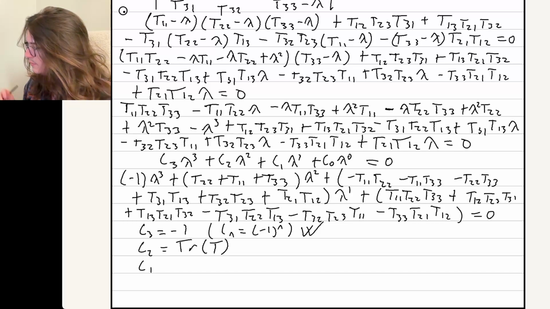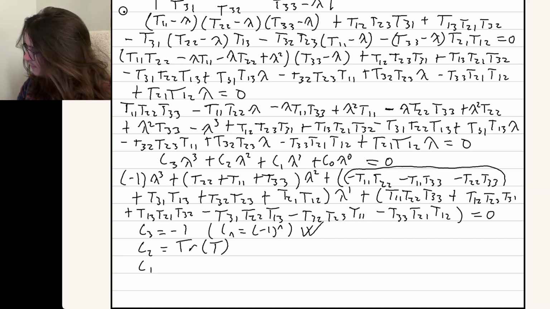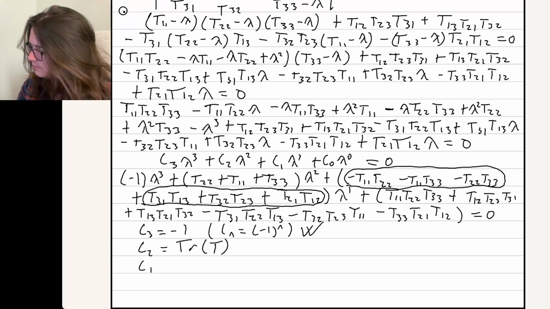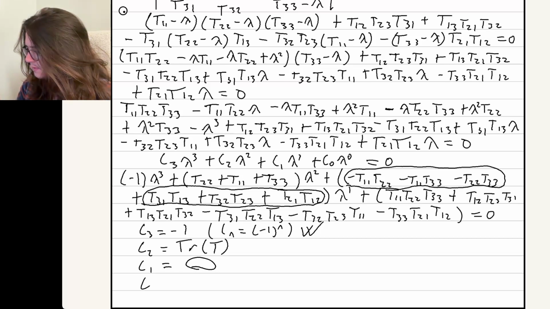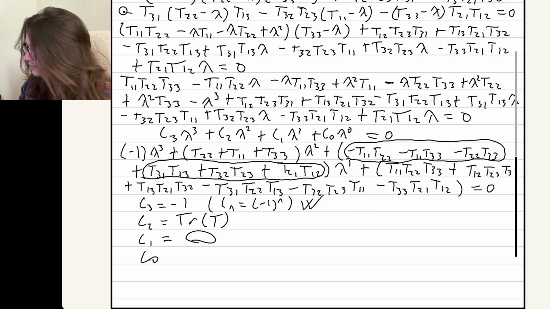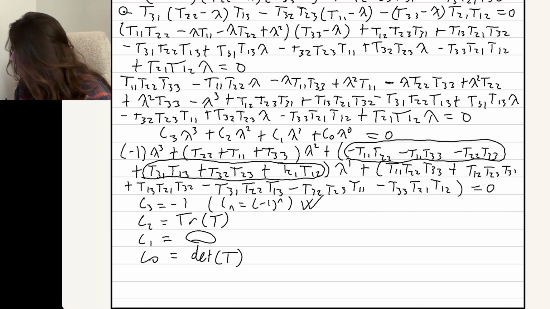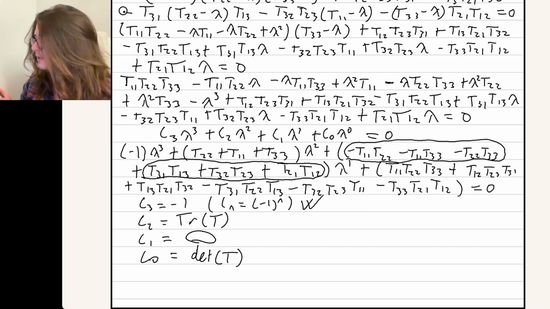C1 was this absolutely crazy term that pretty much has no significance, but it's all there. You can copy that down again if you want. I'm not going to. And then C0, that's just the determinant again. That's why we calculated the determinant in the first place: so that when we get to this point, we recognize that that's just the determinant again. So all of these are pretty cool. Okay.